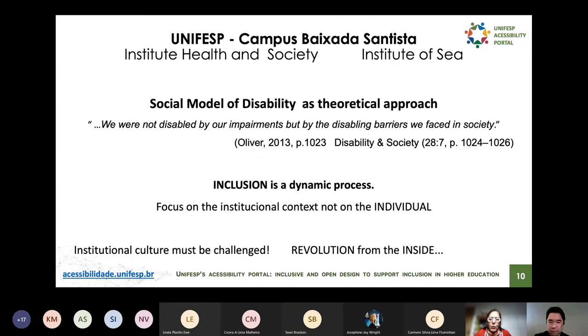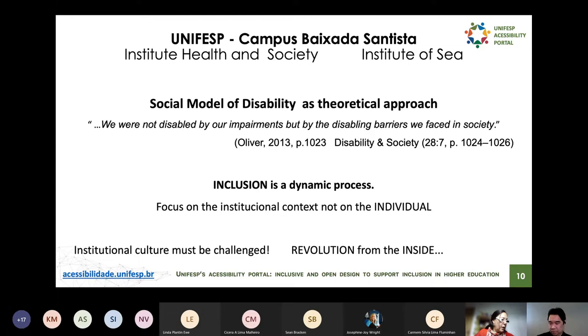So what I'm trying to focus on, based on this model, is the infrastructure, the structural context, and the culture, the institutional context, and not the individual. It's not about giving instruments to one student to solve his problem, but about how the institution, how the university, must be accessible for all.